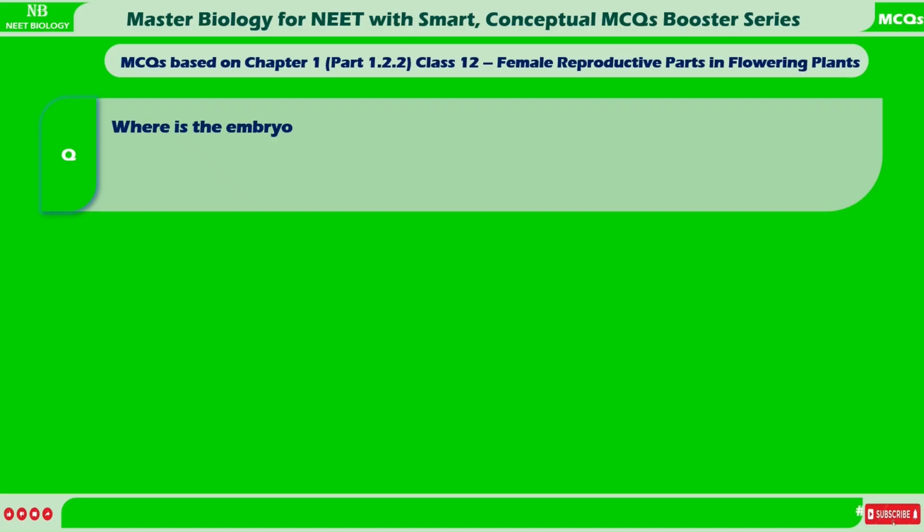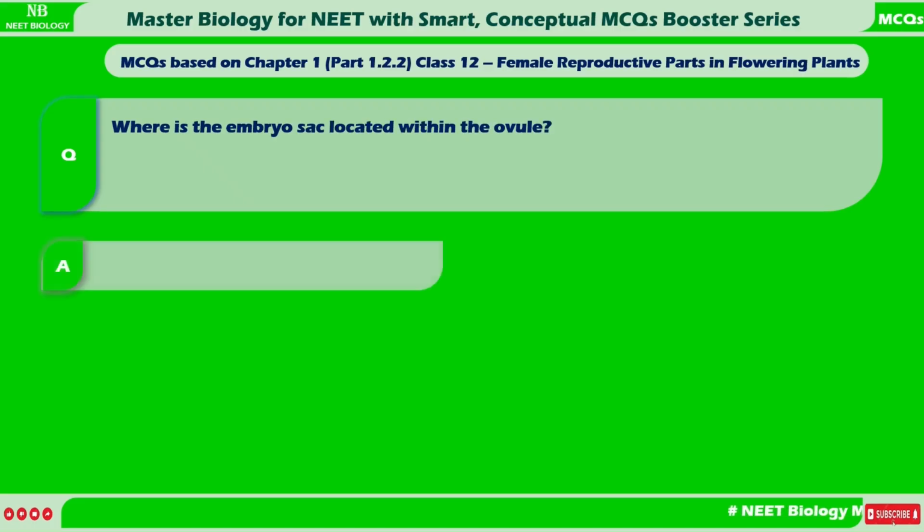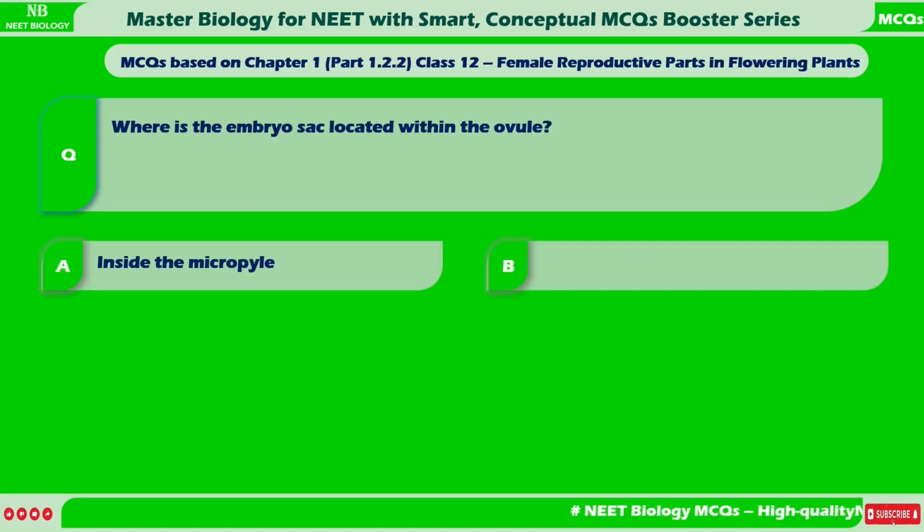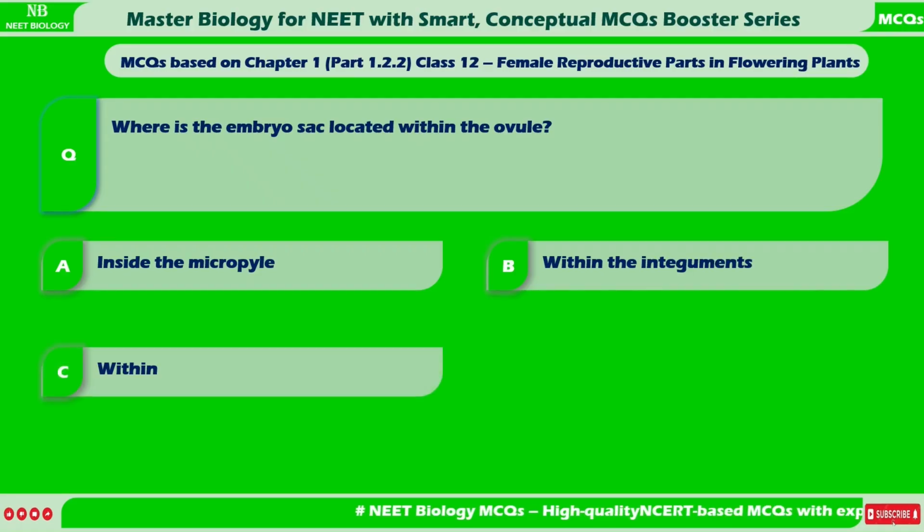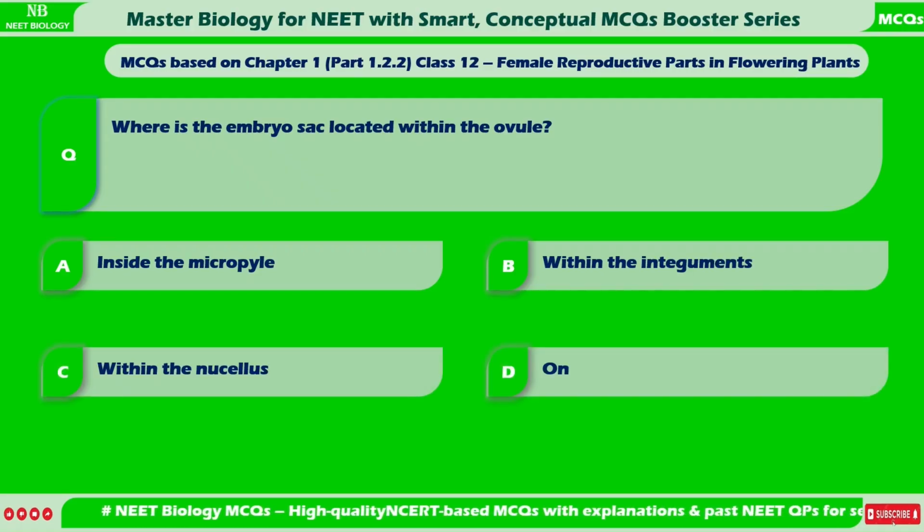Where is the embryo sac located within the ovule? A. Inside the micropyle. B. Within the integuments. C. Within the nucellus. D. On the placenta.